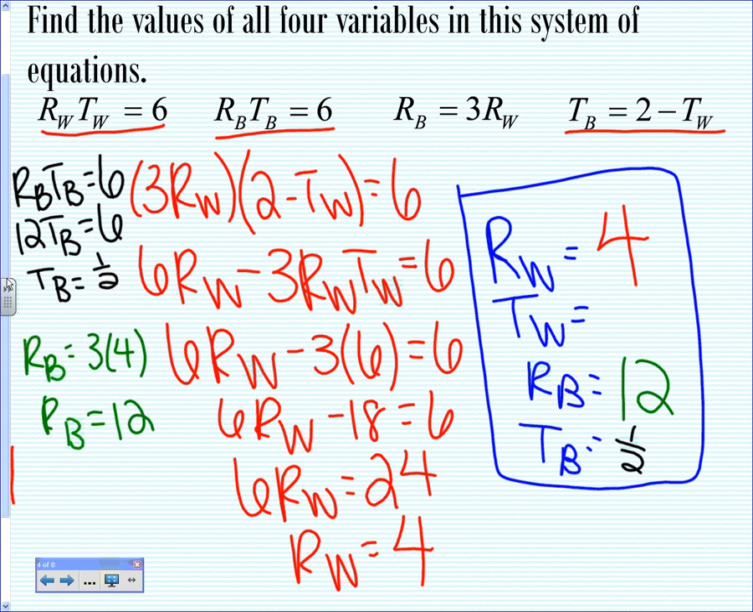Okay. We can plug it into that last one. So plugging it into that last one, we would have TB equals 2 minus, oh wait, I can't do that. So use the first equation, okay? RW 4 TW equals 6. So divide by 4, and TW would be 6 over 4, which is, yes, 3 over 2.